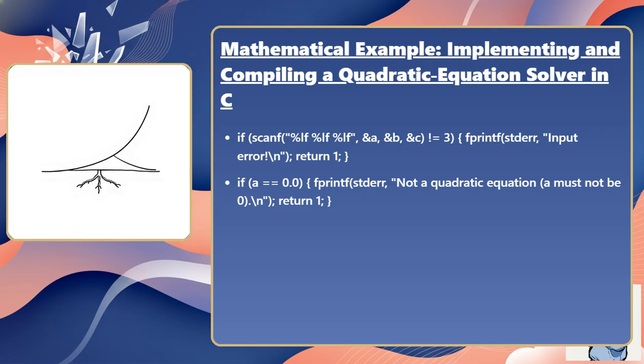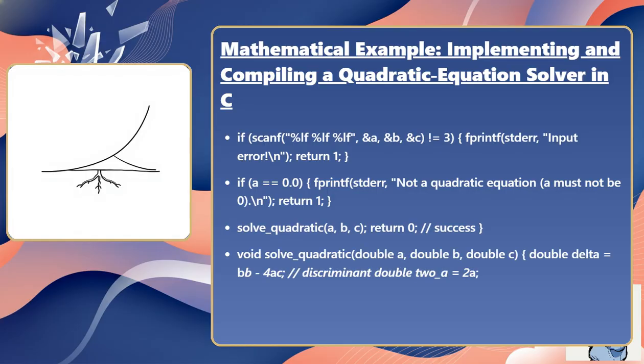If a equals 0.0, then print to standard error: not a quadratic equation, a must not be 0, and return 1. Call solve_quadratic with a, b, c, and return 0 for success. Void solve_quadratic taking double a, double b, double c.